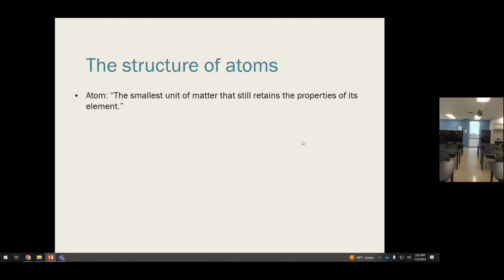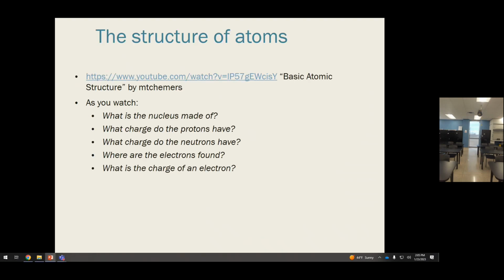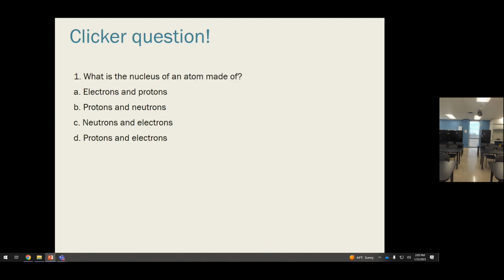Let's talk about atoms and elements. First of all, the atom is the smallest unit of matter that still retains the properties of its element. But what does that even mean? Well, go ahead and watch this animation. You may have to watch it a couple of times to get all the answers, and go ahead and pause the video and do that. And then we're going to go on with some clicker questions.